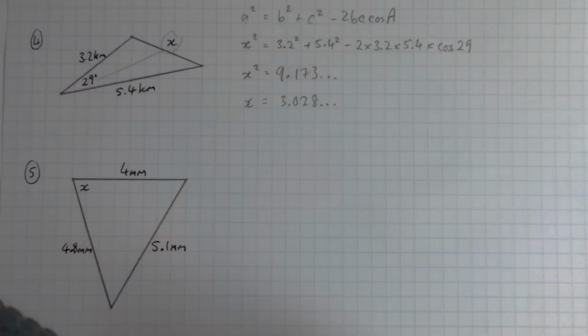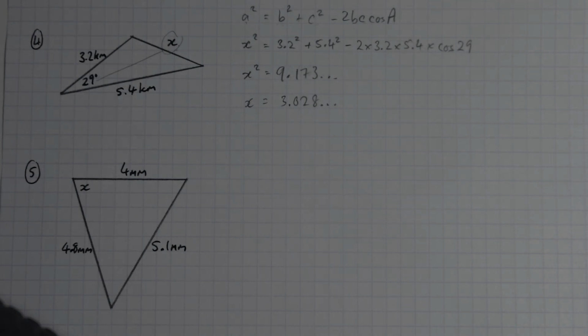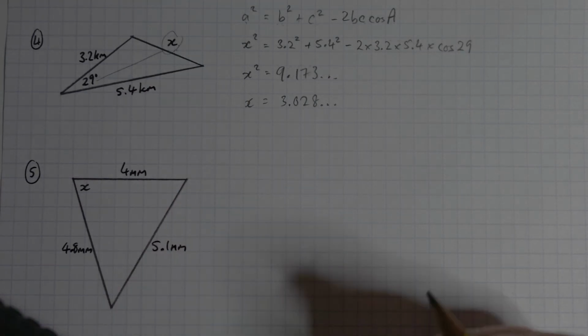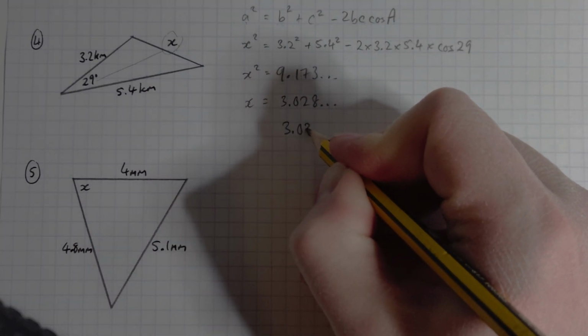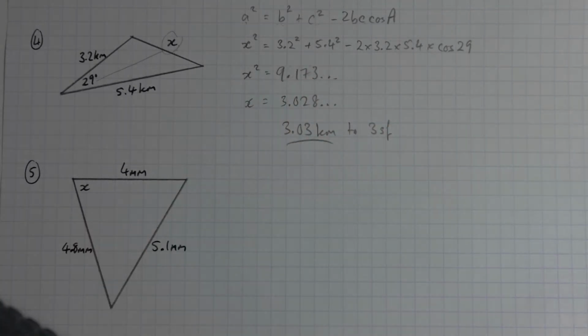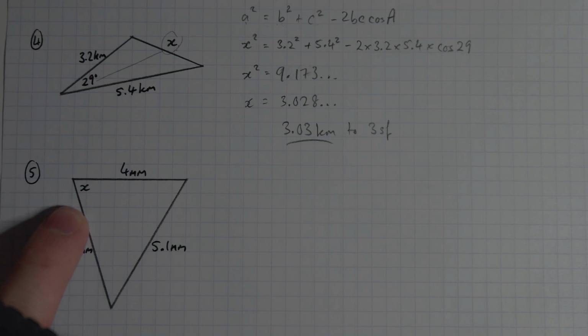And once again, I'm going to give my final answer with the correct units to three significant figures. So we'll be in kilometres, and that's going to give me 3.03 kilometres to 3 significant figures. Question 5 is also a cosine rule question, but I'm finding the angle.